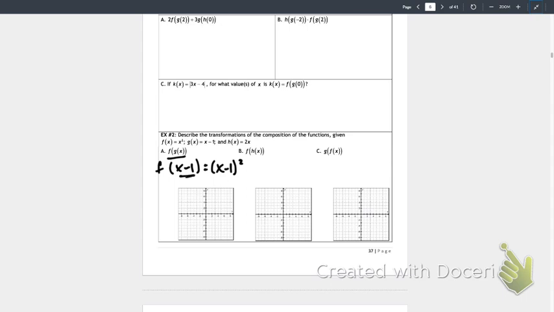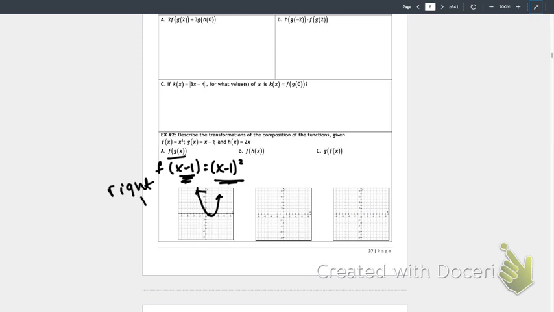Notice that you replaced your x with x minus 1. That means that you went to the right 1 unit. And that's what this graph would do. If you did x minus 1 squared, your vertex is right here at 1. And then you're going to have a parabola that's been shifted to the right 1.